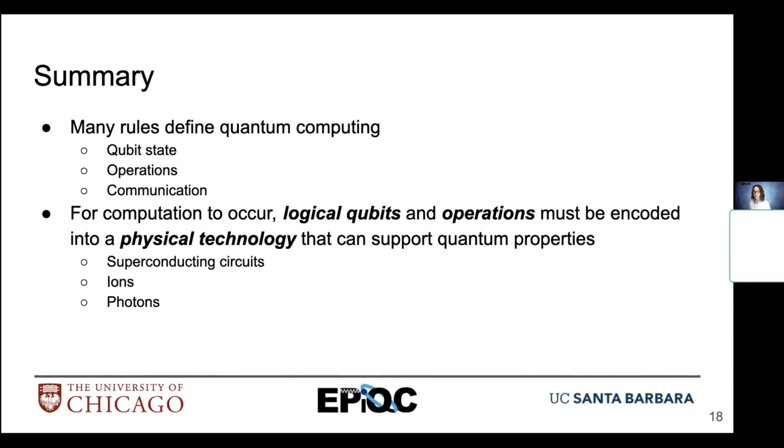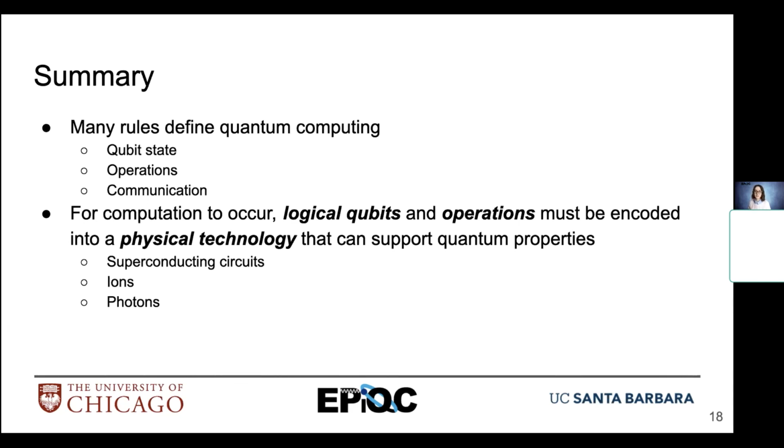Information at the end of the day is physical, so we have to make sure that we can take those logical qubits and realize them on an actual platform. We talked about superconducting circuits, we talked about ions, and we talked about photons. And those are just a few. There are many different competing platforms that have their strengths and weaknesses. And at this point, it's really unclear which one will become the standard for quantum computation.